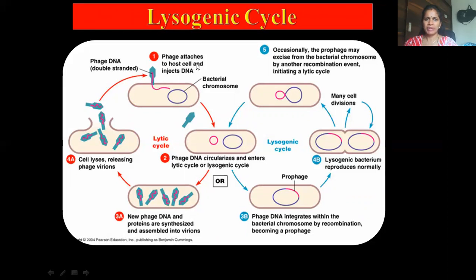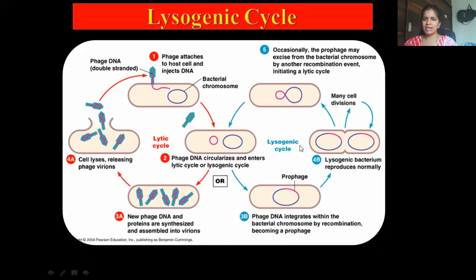Step 1, phage attaches to the host cell and injects DNA, and this is the bacterial chromosome. Step 2, phage DNA circularizes and enters the lytic cycle. Step 3, new phage DNA and proteins are synthesized and assembled into virions. Step 4, cell lysis releasing phage virions. And these viruses are ready to infect other host cells.